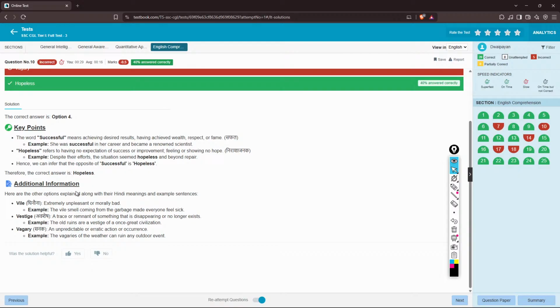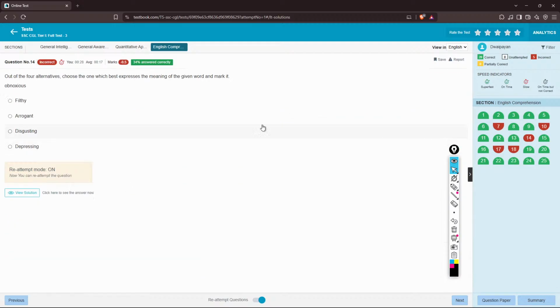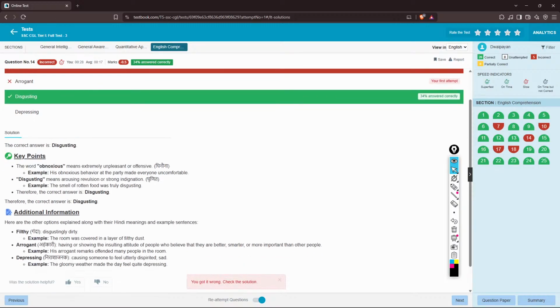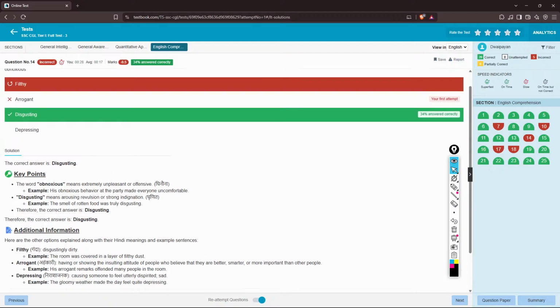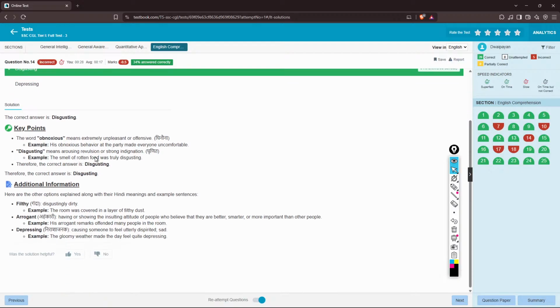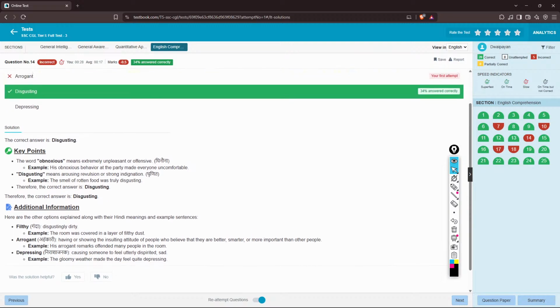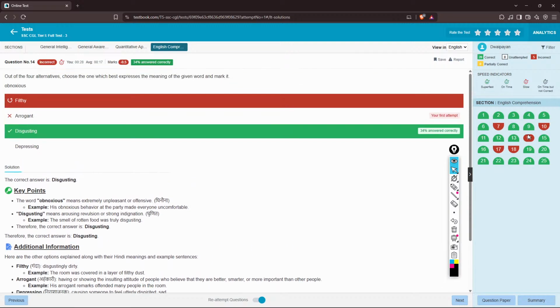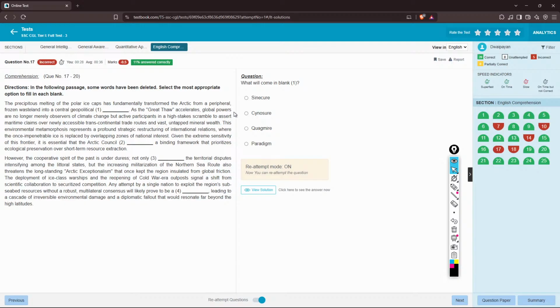Okay. Vile means morally bad. Vestige is something that is no longer in existence. Vagary means unpredictable. Okay. And 14, obnoxious. I said arrogant, but obnoxious means disturbing or filthy. Disgusting. Extremely unpleasant. Disgusting. Obnoxious. 17. Not.